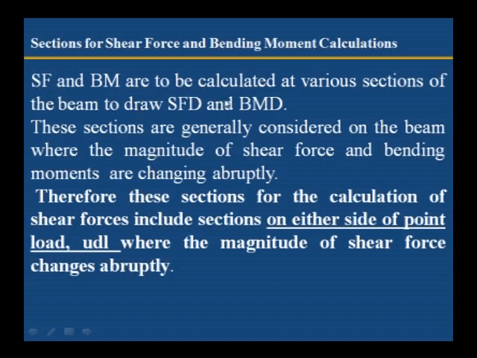Next, shear force and bending moment are to be calculated at various sections of the beam to draw the shear force and bending moment diagram. We have to note down the salient points. From those points we calculate the shear force and bending moment. These sections are generally considered where the magnitudes of shear force and bending moment change abruptly. That means wherever point loads are there, and at the ends of the uniformly distributed loads, at those points and supports, we have to calculate the bending moment and shear force.